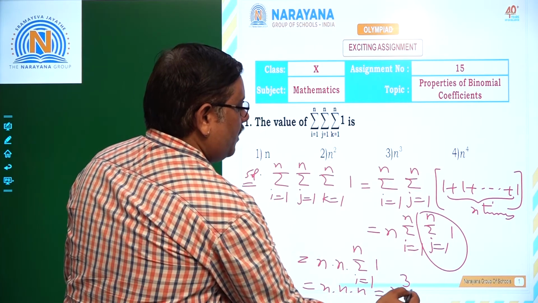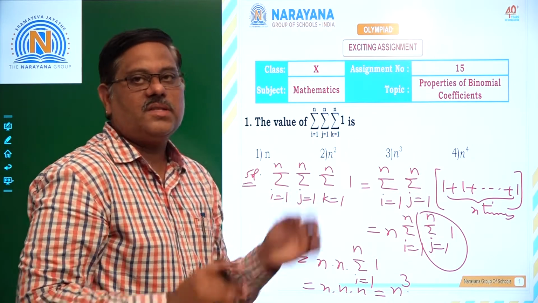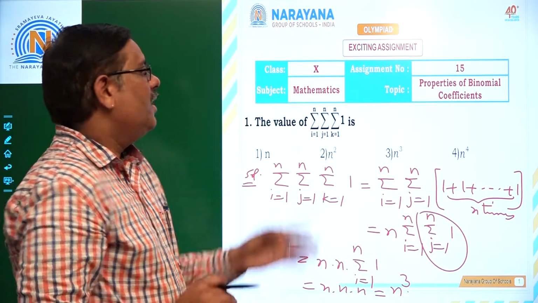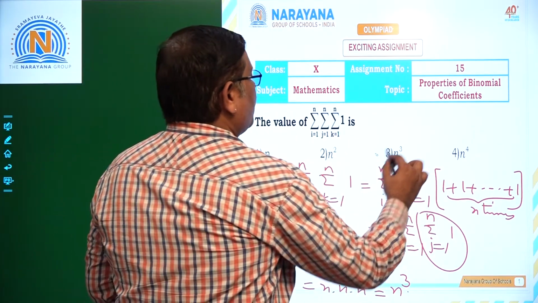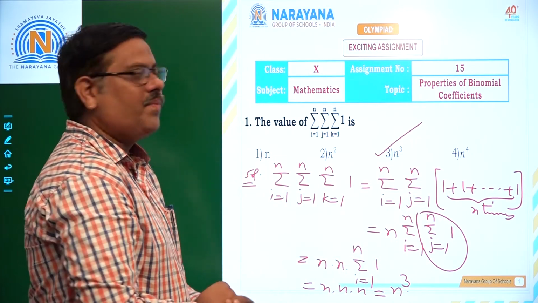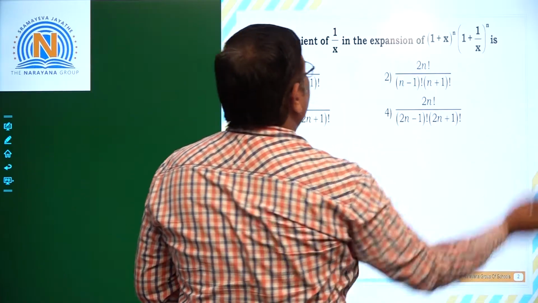That is nothing but n cube. So the value for this question is n cube. N cube is nothing but the third option for us. That is the right answer. Okay, fine. Now let us see the next question.